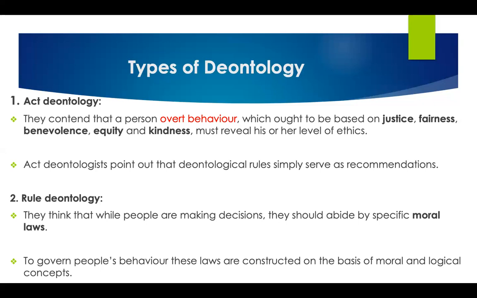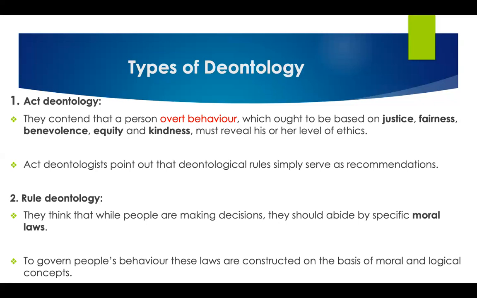Once you put up a behavior that meets these universal values or virtues, then you are deemed to have behaved ethically. Act deontologists point out that deontological rules simply serve as recommendations. So from the perspective of act deontology, if I act justly, fairly, with benevolence and equity, it doesn't matter if there was any rule that I acted against. What is important is that I did something that conformed with universal norms and practices. And the rules by themselves are just mere recommendations.